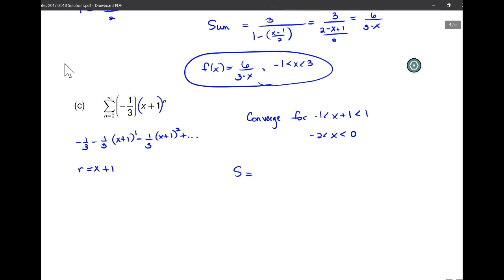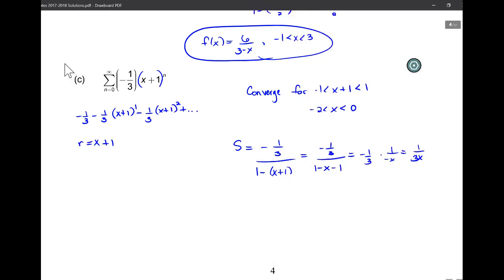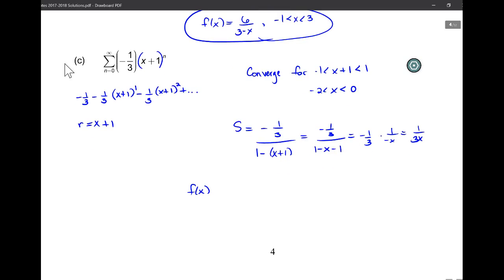And then our sum is going to be -1/3, and then we have x minus x plus 1. So we have -1/3 over 1 minus x minus 1, which is going to be -1/3 times 1 over -x, so 1 over 3x. So our function is going to be 1 over 3x, and the interval is from -2 to 0.